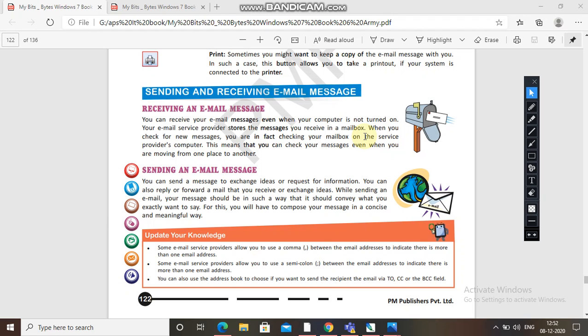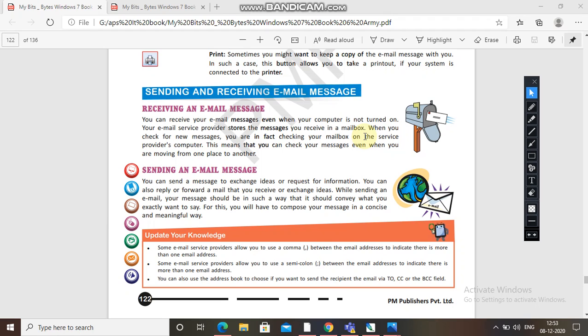Now, sending an email message. Likewise, if you send a message to exchange ideas or request information, you can also reply to or forward a mail that you receive.